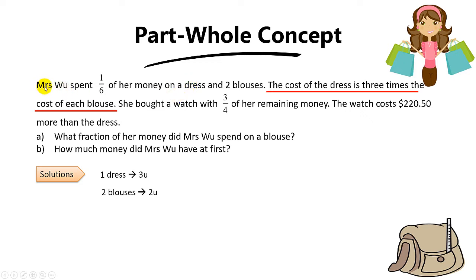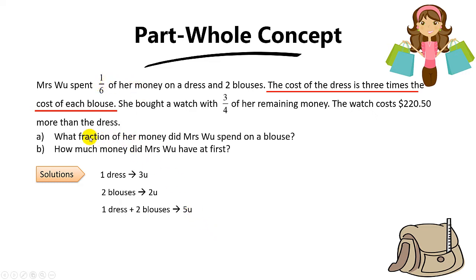The question says that Mrs. Wu spent 1 out of 6 of her money on 1 dress and 2 blouses. To find 1 dress and 2 blouses, you basically get 3 units plus 2 units, which is equal to 5 units. And these 5 units will represent 1 out of 6 of her money. Do you understand? So 1 out of 6 of her money represents 5 units.